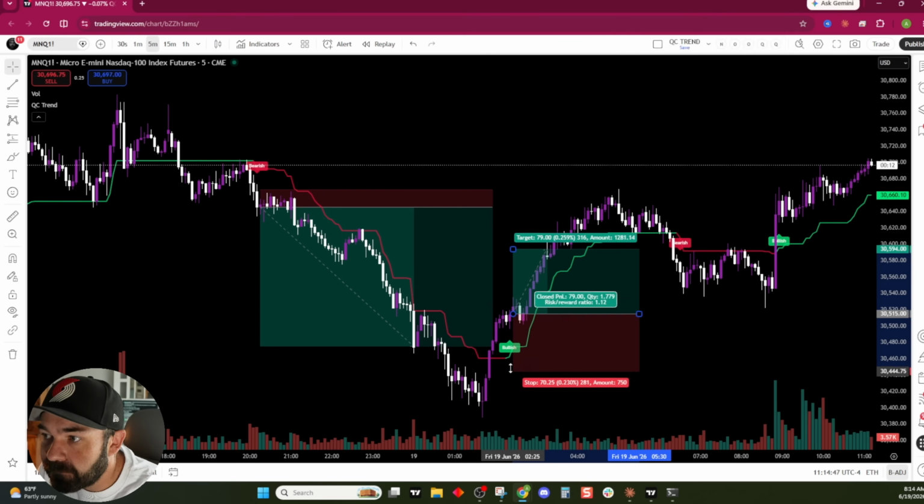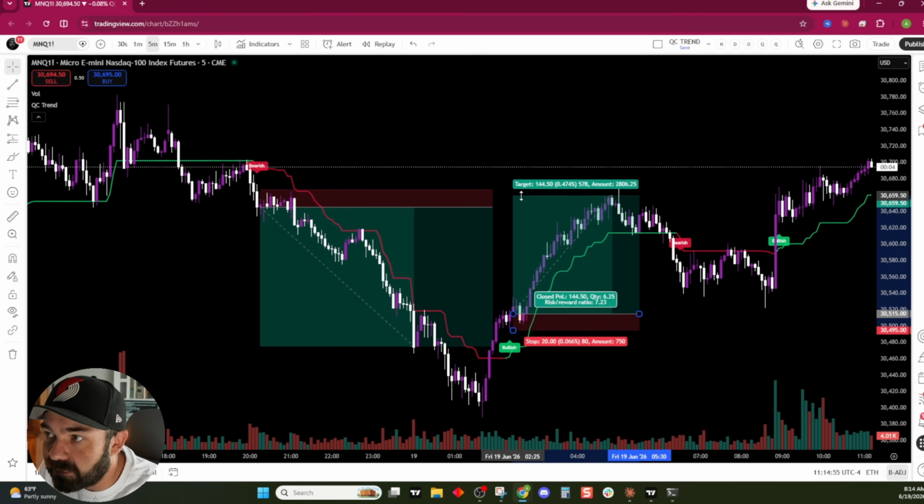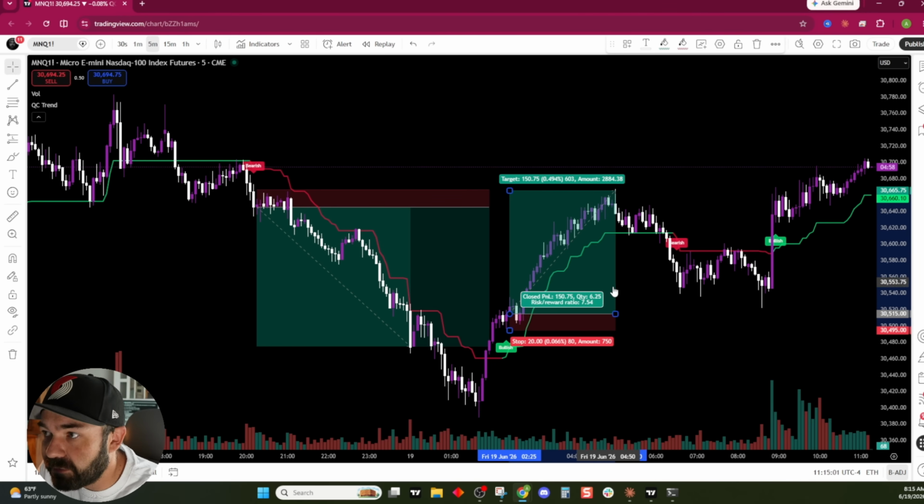If you entered here, let's just copy it. Say we have a 20-point stop just like over here and we let it run up. If you would have caught the top, chances are you're not catching the top. I'm just being transparent. But if you did, fantastic. That's a 150-point move right there.